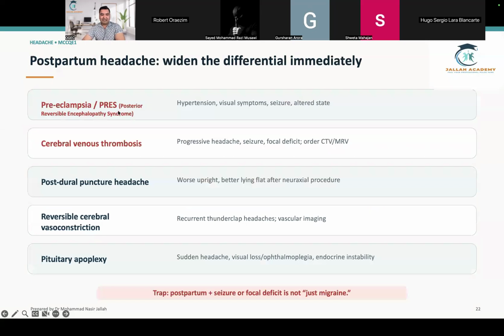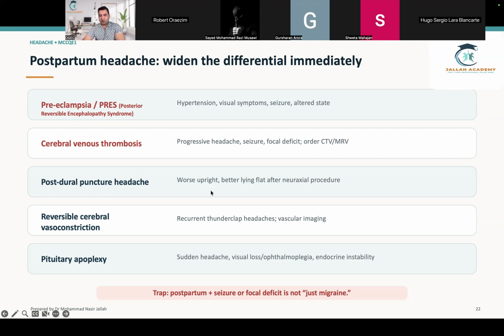Preeclampsia: hypertension, visual symptoms, seizure, or altered mental status. Anytime after 20 weeks of gestation. Cerebral venous thrombosis: progressive headache, seizure, focal deficit, or a CTV or MRV.